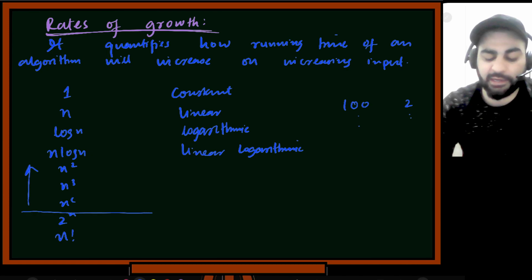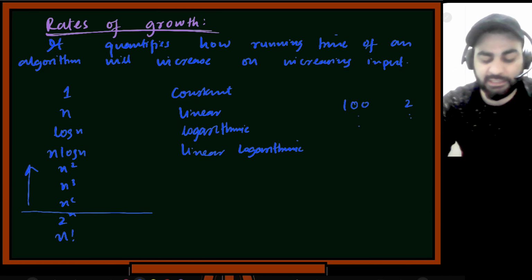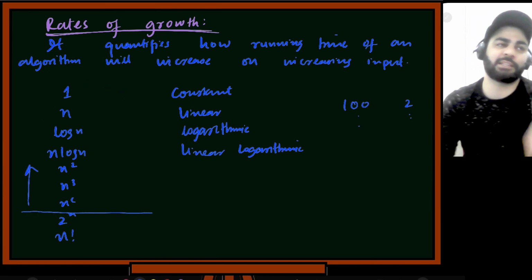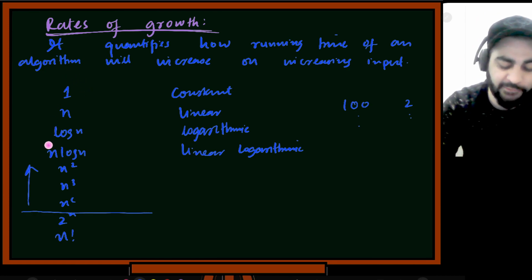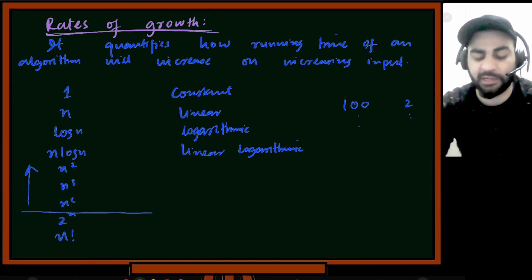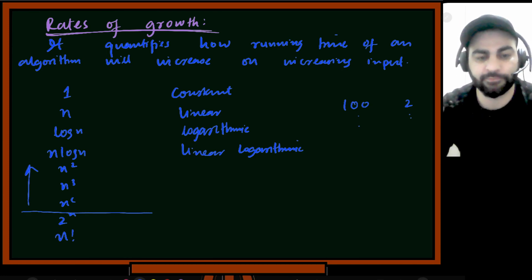And what is linear logarithm? There are algorithms like that, such as sorting algorithms, which take this much rate of growth. That is, if you increase the input, the running time will increase according to these functions. So is this rate of growth clear? Yes, sir.